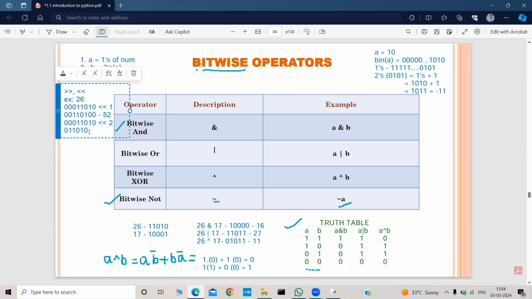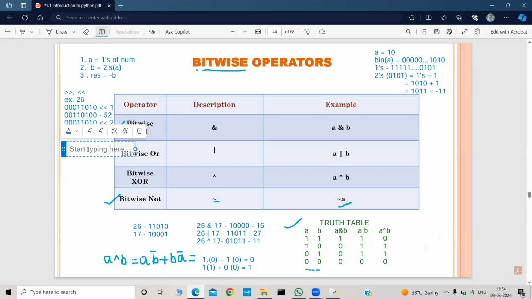And so this will become 0, 0. And this was 2 power 3, 2 power 3 plus 2 power 5 plus 2 power 6. Nothing but 128 plus 32 plus 8, 168. So this is about the left shift operator.